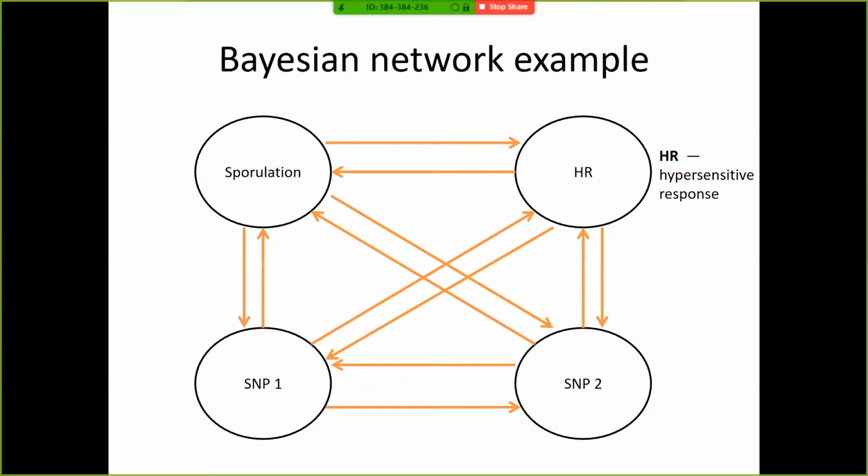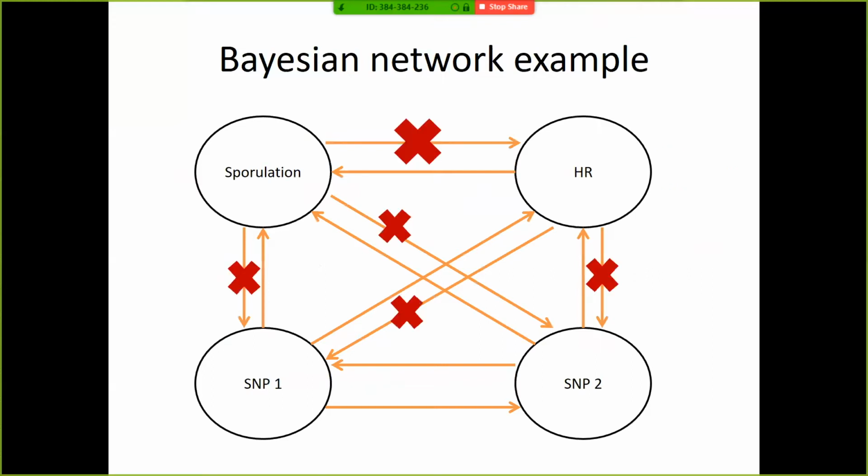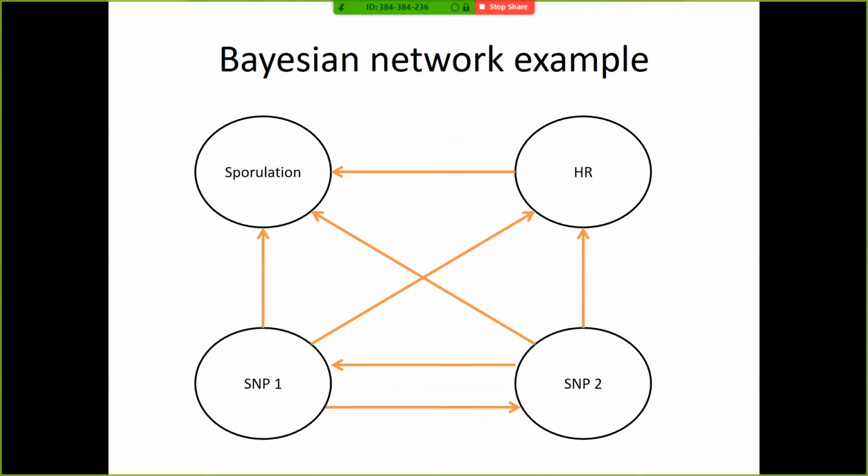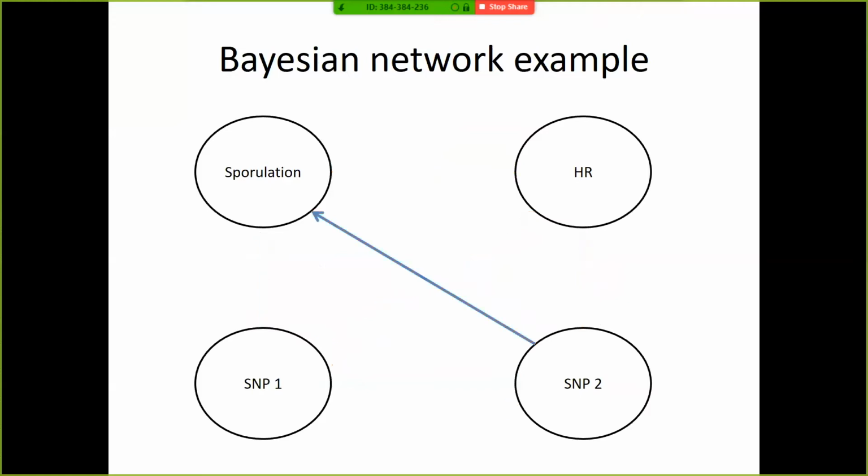These orange arrows represent all possible effects. Immediately, we will not attempt to account for the effect of sporulation on HR, because HR appears prior to sporulation, and we do not allow phenotypes to affect genotypes. Then we essentially go one by one with these effects and ask which one increases the network's BIC the greatest.